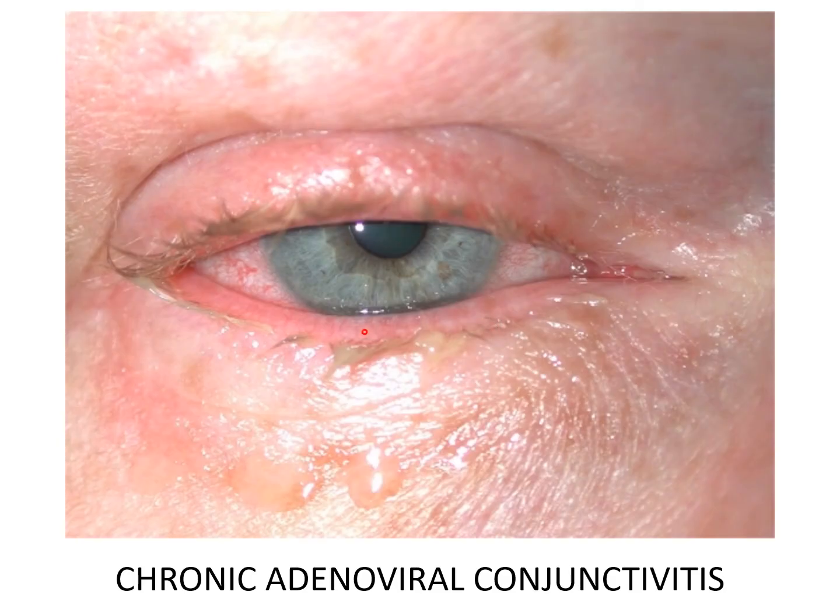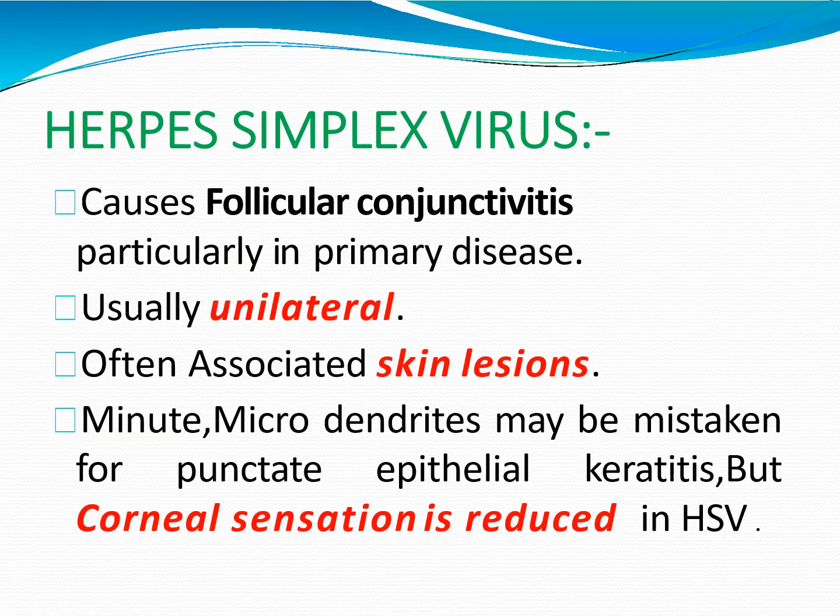This image shows a patient with chronic adenoviral conjunctivitis, which shows a lid edema and thickening of the lid margin, that is stylosis. Coming to the next important entity, that is herpes simplex virus. It causes follicular conjunctivitis, particularly in primary disease. It is usually unilateral and associated with skin lesions.